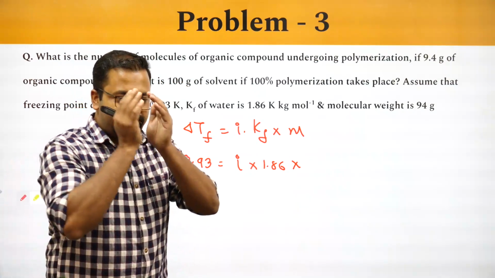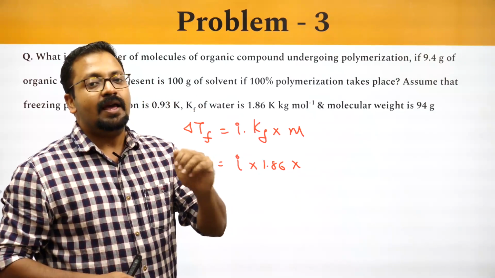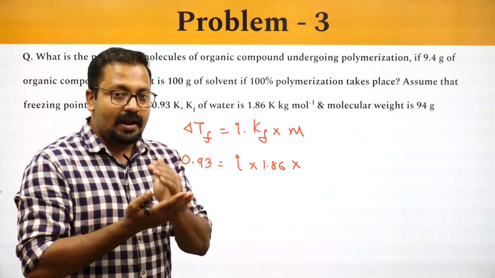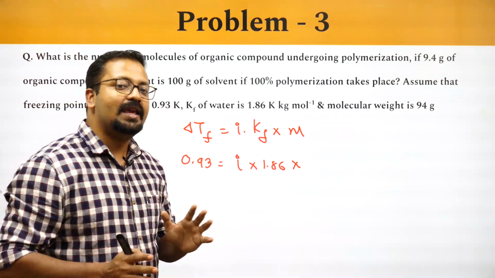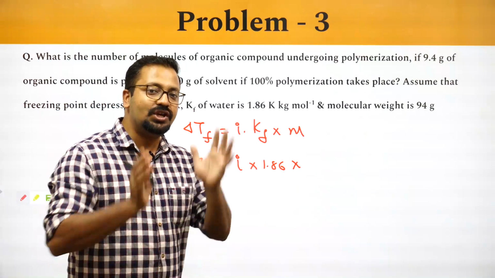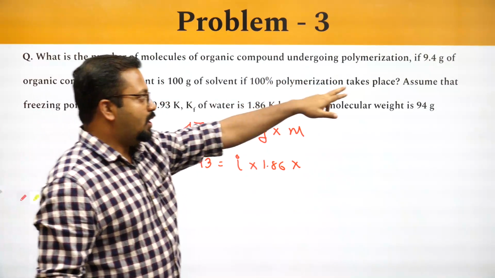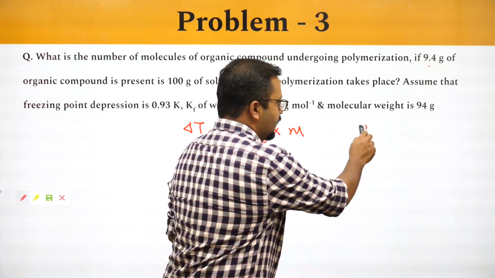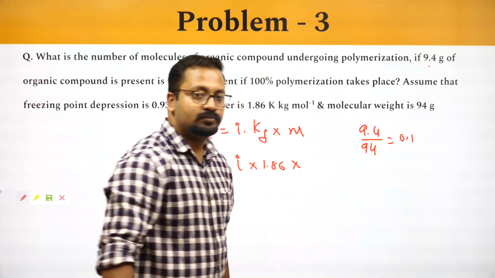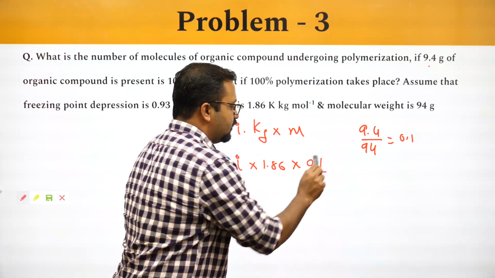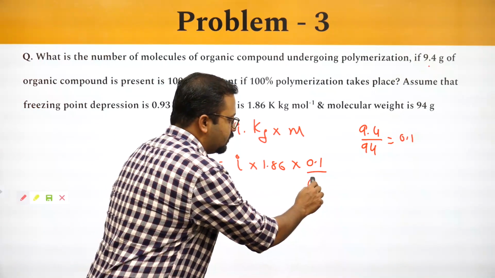मोलैलिटी इज मोल्स ऑफ सब्सटेंस in 1 kg ऑफ सॉल्वेंट, यानी per kg of solvent. सो मोलैलिटी निकालने के लिए आपको पहले नंबर ऑफ मोल्स निकालने हैं. सो 9.4 by 94, that is 0.1 moles. So 0.1 हम यहां लिख देते हैं. 100 ग्राम ऑफ सॉल्वेंट, 100 ग्राम सॉल्वेंट का मतलब 0.1 kg.